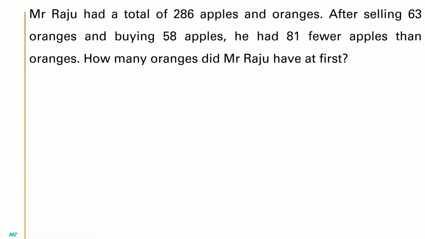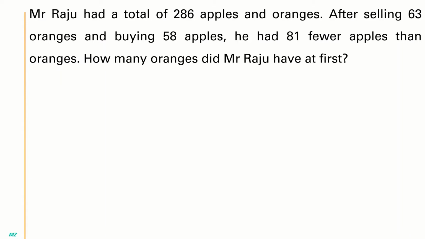Mr. Raju had a total of 286 apples and oranges. After selling 63 oranges and buying 58 apples, he had 81 fewer apples than oranges. How many oranges did Mr. Raju have at first? Next, we need to highlight or underline the keywords or phrases from this question.